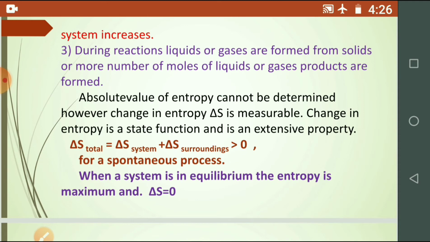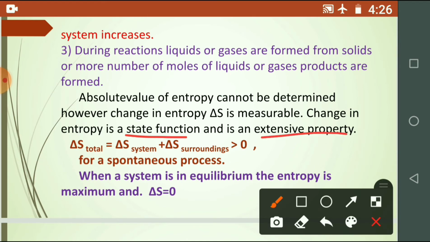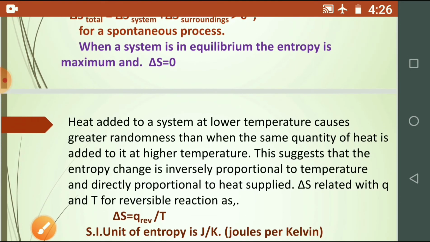So this does not depend on the path. That's why change in entropy is a state function and it is an extensive property. The total change in the entropy is equal to the change in the entropy of the system plus the change in the entropy of the surroundings. It is always greater than 0. It is always positive for a spontaneous process. When a system is in equilibrium, entropy is maximum and change in entropy is equal to 0.